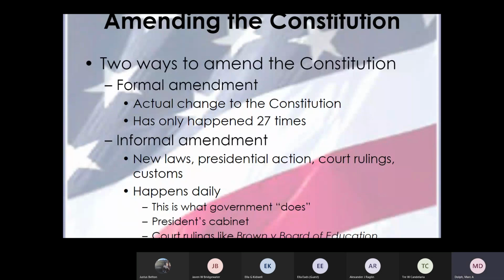So you have the formal amendment. This is the closest thing that you're going to get to a permanent change, right? Still, even that is not permanent, okay? Like I said, with prohibition, you see things happen and then things kind of repealed, brought back. But still, this is probably the closest thing that you'll get to a permanent change. The reason why I say it like that is because you also have informal amendments: new laws, presidential action, court rulings, customs, right? All these different things.